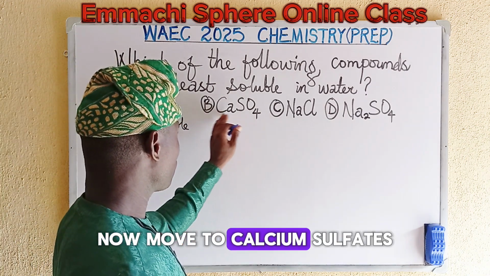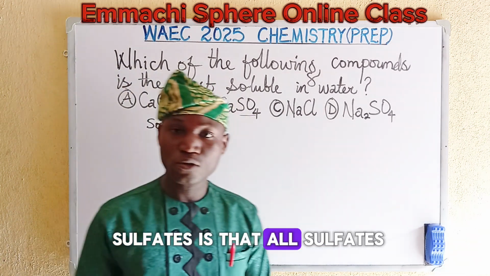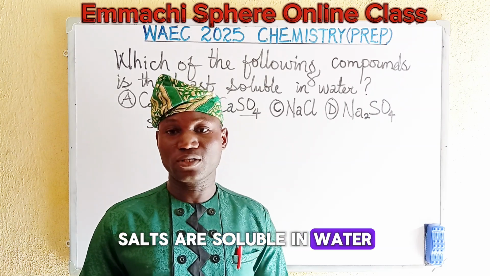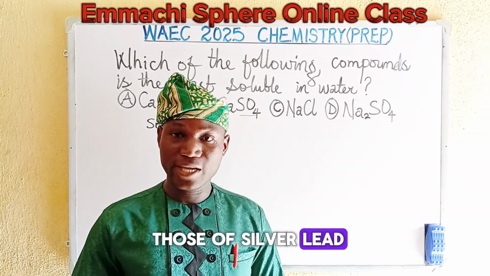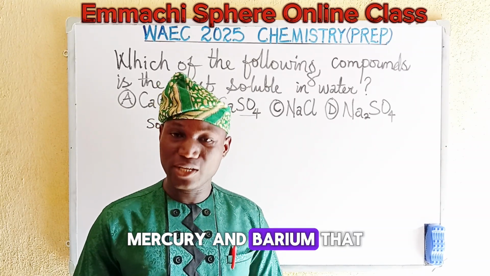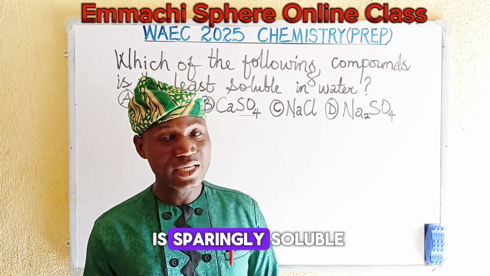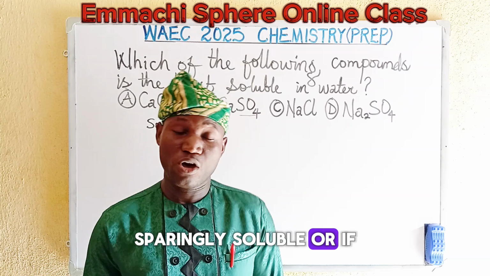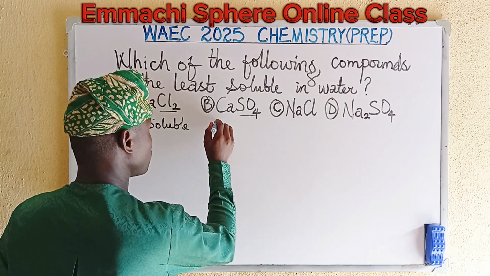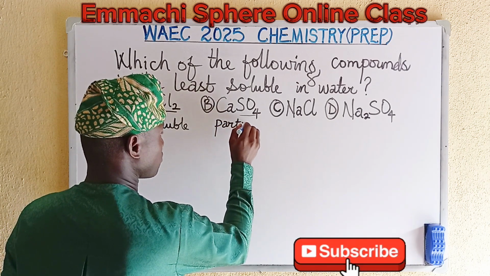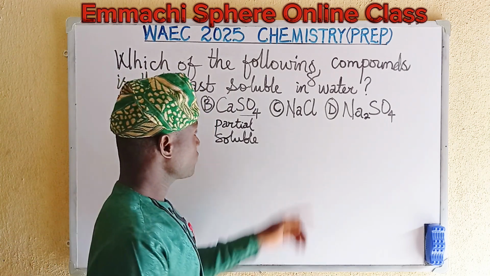Now move to calcium sulfate. The solubility rule on sulfates is that all sulfate salts are soluble in water, except those of silver, lead, mercury, and barium, which are insoluble in water. Then that of calcium is sparingly soluble, or if you like, partially soluble. So this is a partially soluble salt. And then we move to the next one, sodium chloride.